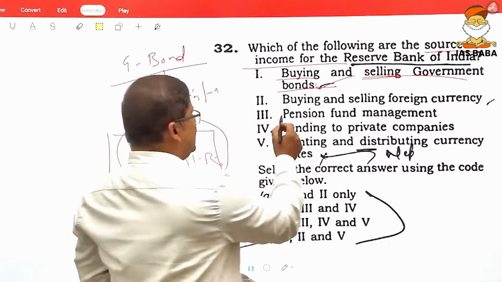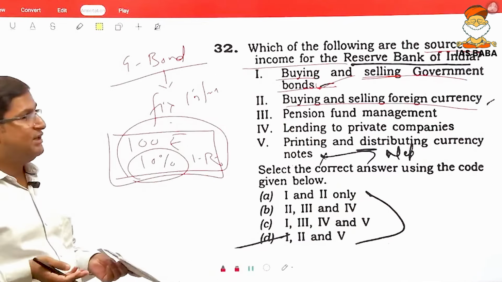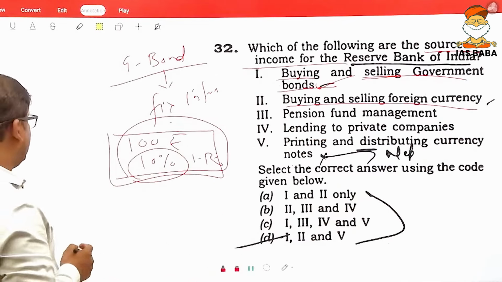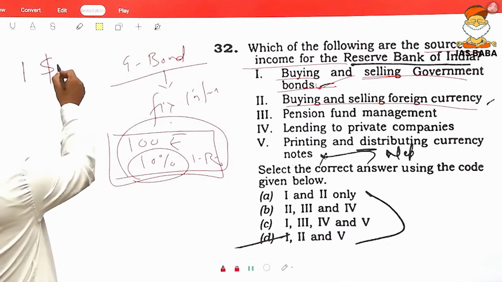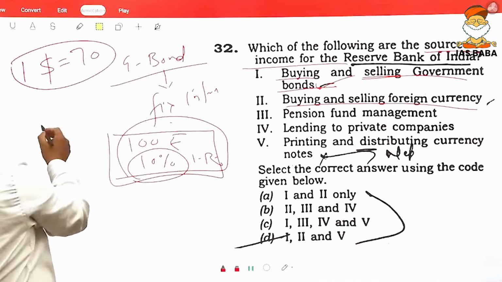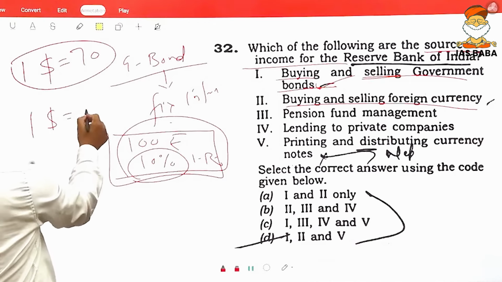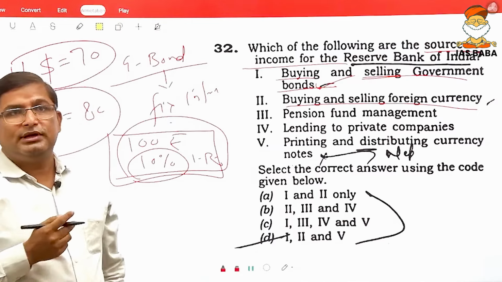Next is buying and selling foreign currency. Buying and selling foreign currency also generates income for the RBI. See how? For example, when RBI purchased the dollar, it was $1 equal to 70 rupees. But when RBI sold the dollar, it was $1 equal to 80 rupees. So from here RBI can also earn money, 10 rupees.